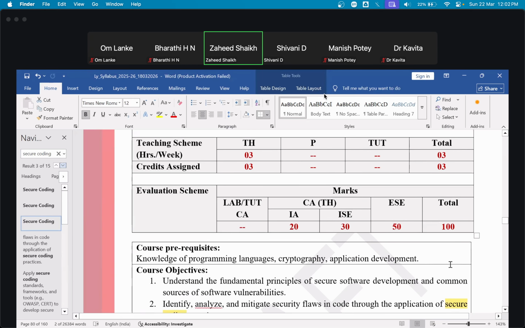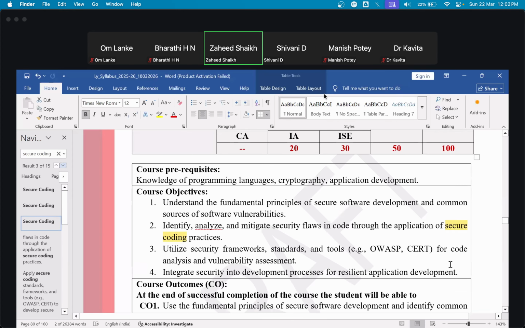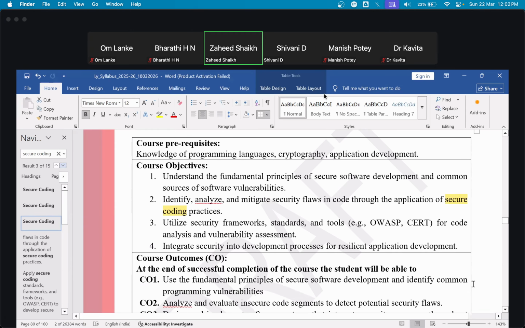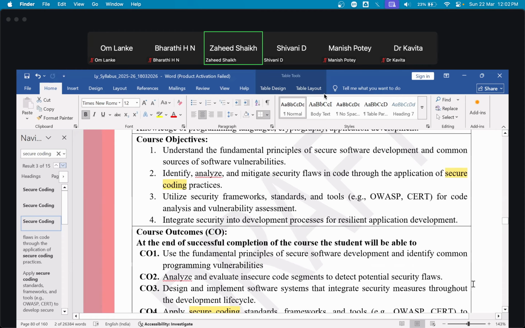So this course is about secure coding practices. As a user, as a programmer, what are the different secure coding techniques and practices that one needs to follow? The objectives we have set here: first, understand the fundamental principles of secure software development by understanding its vulnerabilities and the challenges present in the programming language itself. Objective 2 is to identify, analyze, and mitigate security flaws in code through the application of secure coding practices. Knowingly or unknowingly, programmers commit a lot of flaws, which can be catastrophic if not addressed in time.